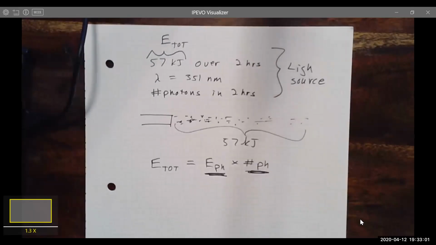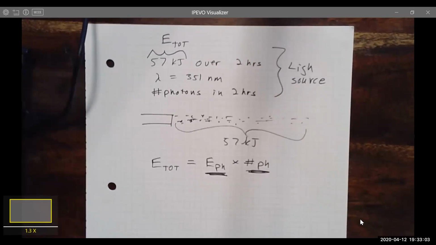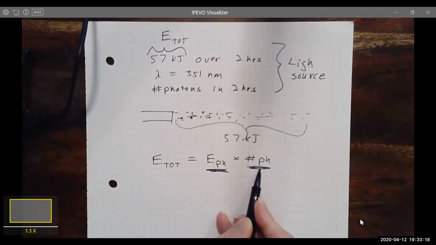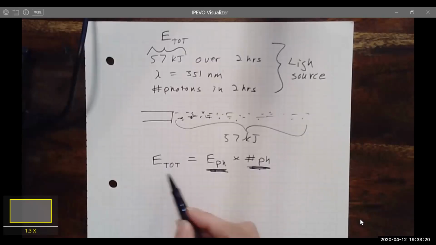I sometimes use the analogy of a bag of M&Ms. Let's say each M&M is 5 calories. If each one's 5 calories and you eat 10 of them, then you've consumed a total of 50 calories. It's the same idea, only instead of M&Ms, we've got photons.